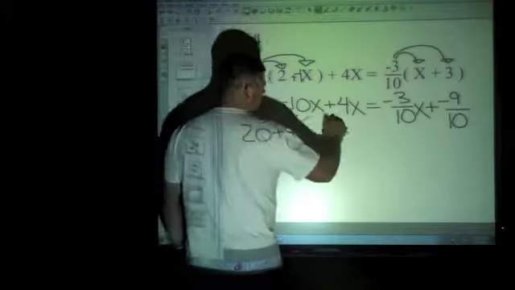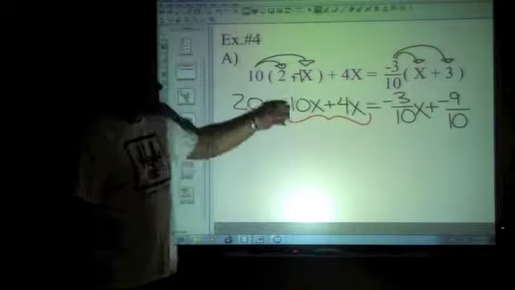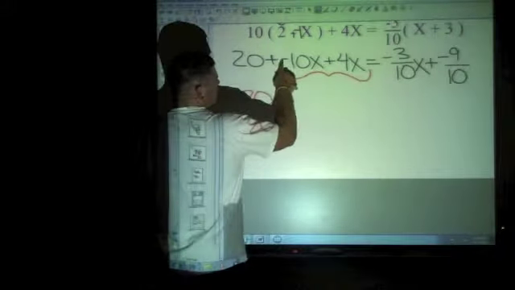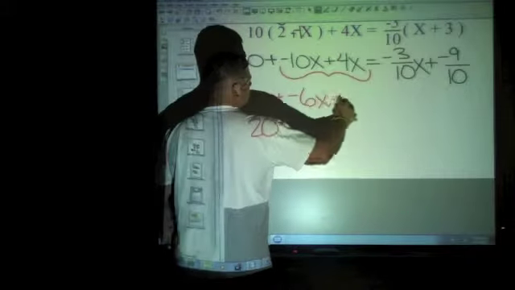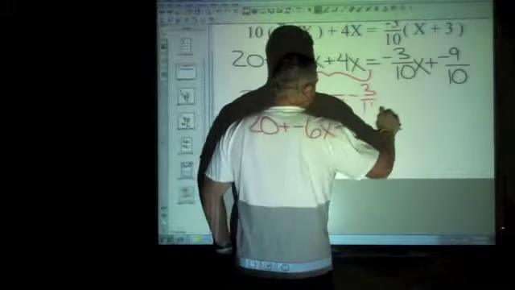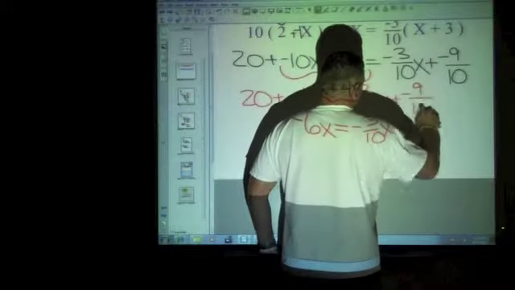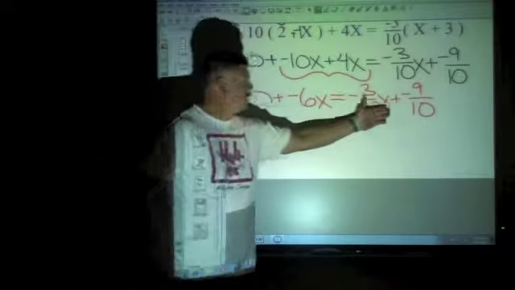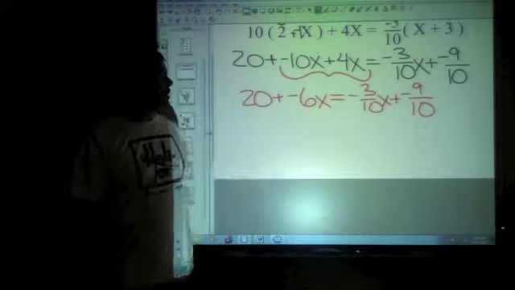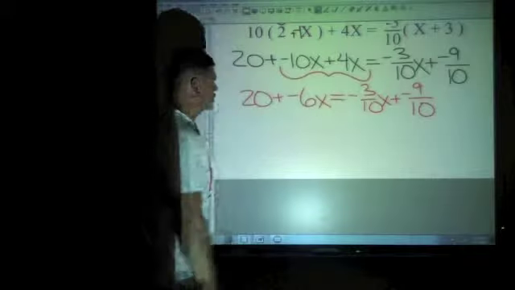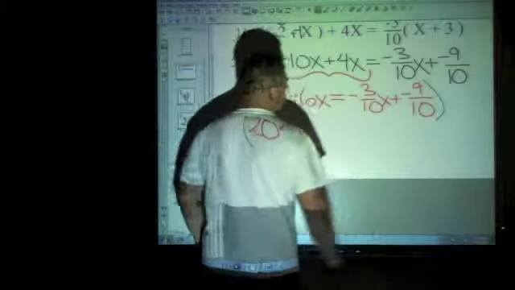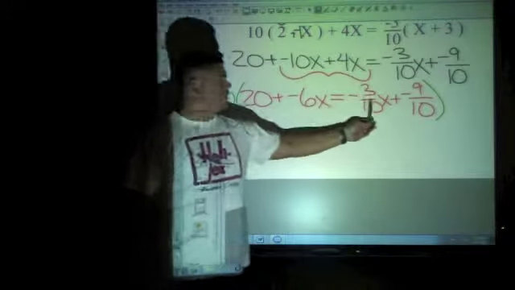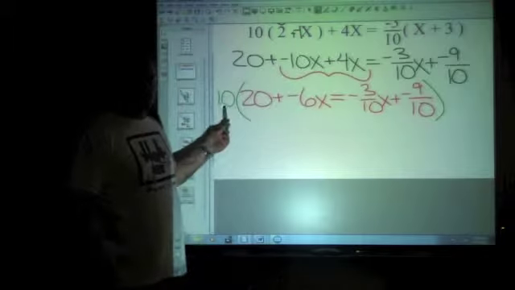But before I get carried away, I have some like parts. I can simplify this down. So now I have 20 plus, there's more negatives than positives, negative 6x equals negative 3 tenths x plus negative 9 tenths. Now, here's the trick. To get rid of the fraction in this problem, I know that in the past we've multiplied by a reciprocal, but that will only get rid of one of the fractions. If I multiply the entire problem by a common denominator, which these two have denominators of 1, and these two have denominators of 10, so a common denominator is 10.